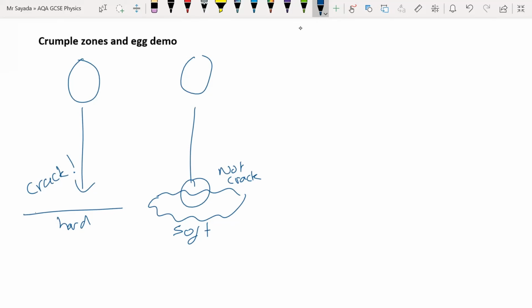And the answer is that when the egg lands on the soft surface, there is an increased time that causes a decrease in the rate of change of momentum, and that decreases the impact force.